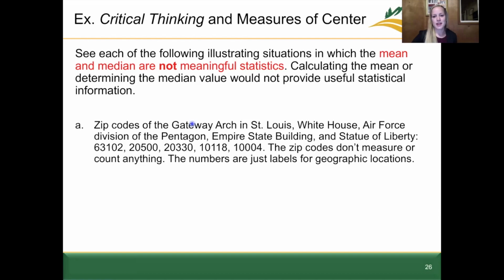Louis, the White House, Air Force Division of the Pentagon, and the Empire State Building, and the Statue of Liberty. Okay, so here we have all these zip codes. These zip codes don't measure or count anything. They're numbers that are just labels for geographic locations. Now, would it really make sense to sum all of these zip codes together, divide by 1, 2, 3, 4, 5, and get a mean? Not really. That mean doesn't really mean anything, right?